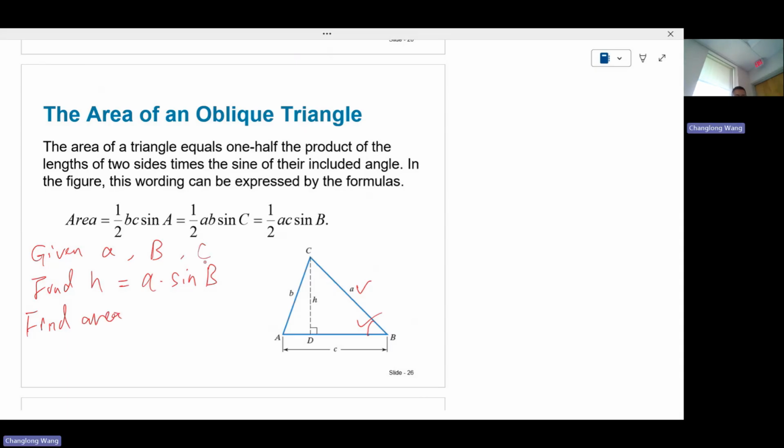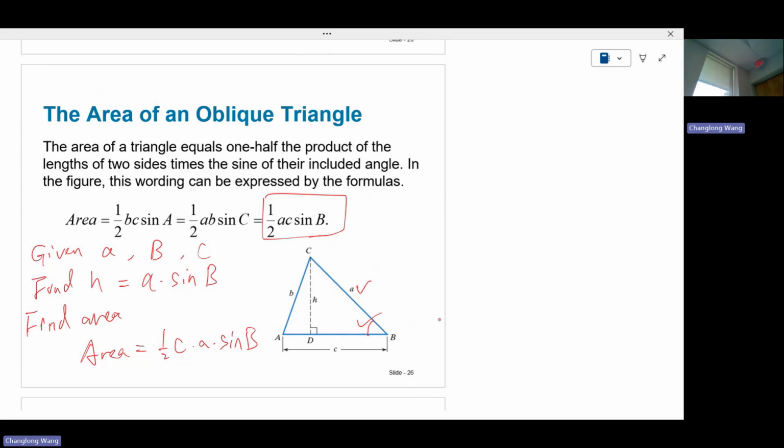Oh, you know what? Given the c, the area will be 1/2 times the base, which is little c, times the height, which is a times sine B. And that is that last formula right there. You see that? 1/2 times a c sine B. Okay, so you can prove the two remaining ones. I just randomly picked that one.